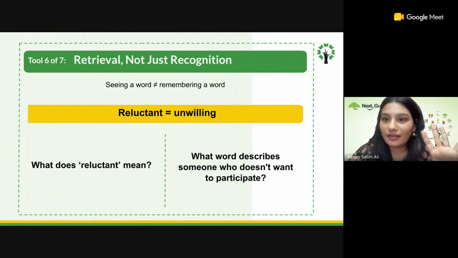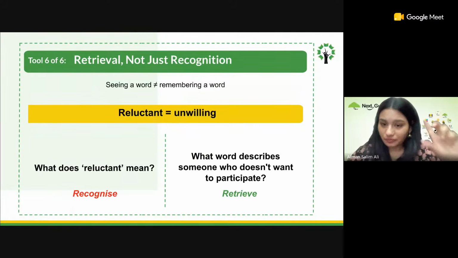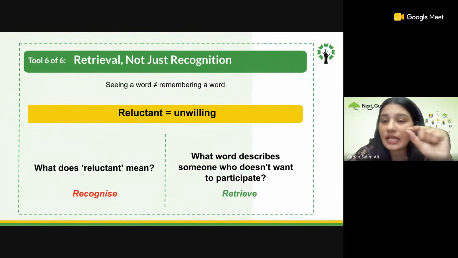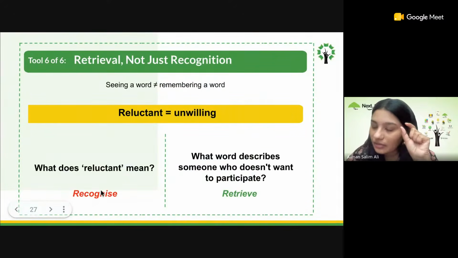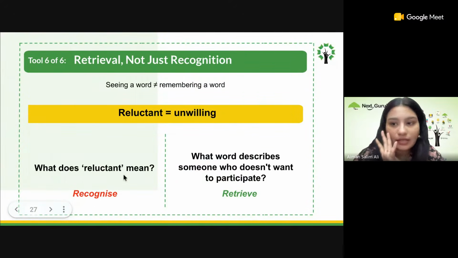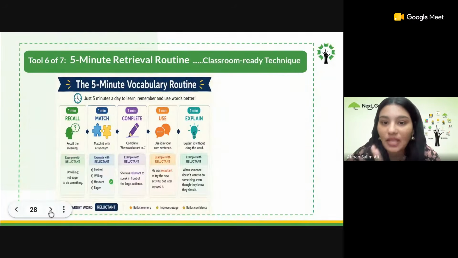Great exercise. Moving forward, the first question here is more about recognizing. What does the word reluctant mean? Okay, unwilling. But for my students to be able to retrieve the meaning of the word, this question will serve the best purpose.